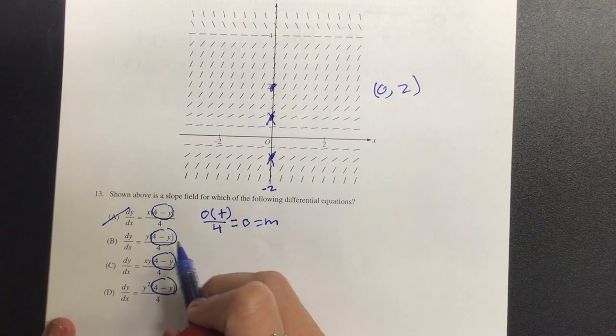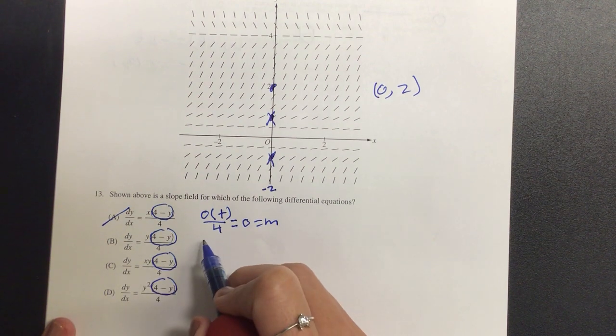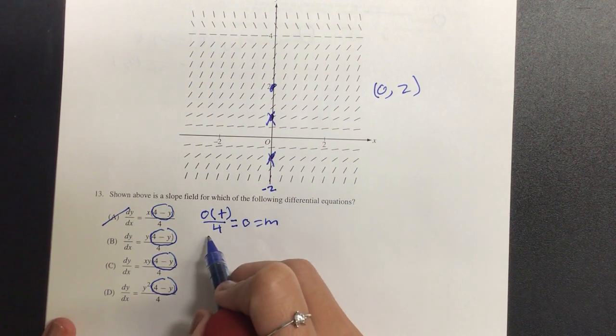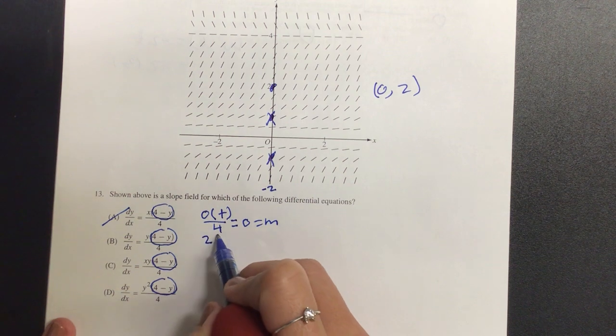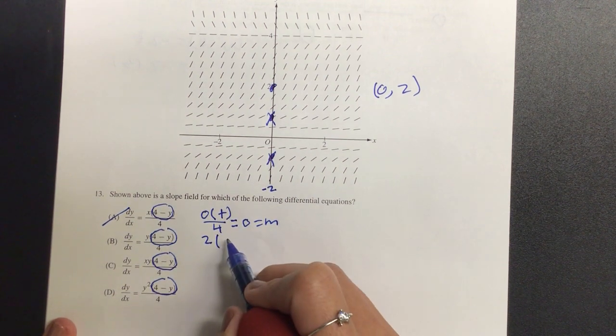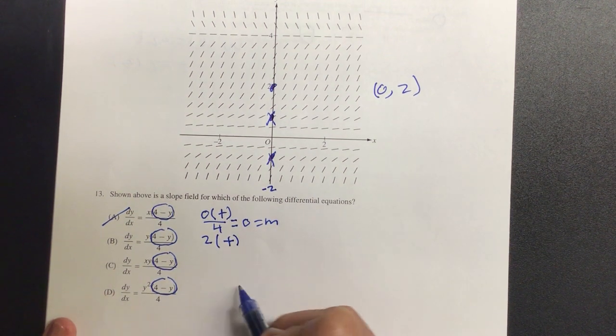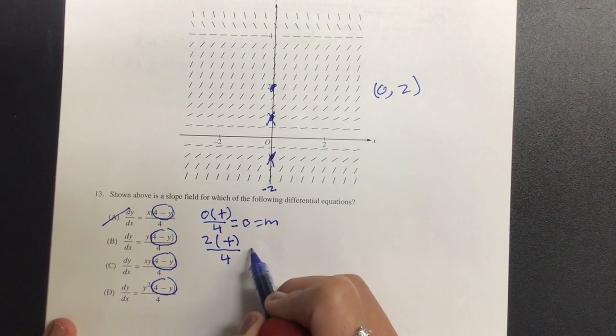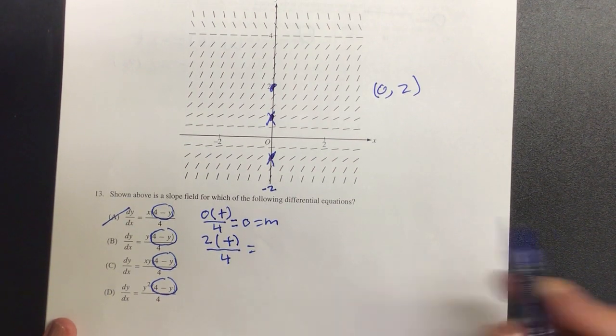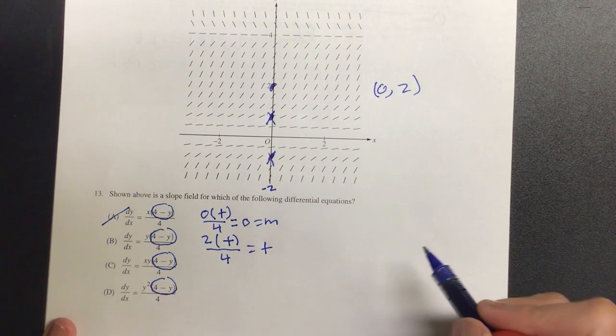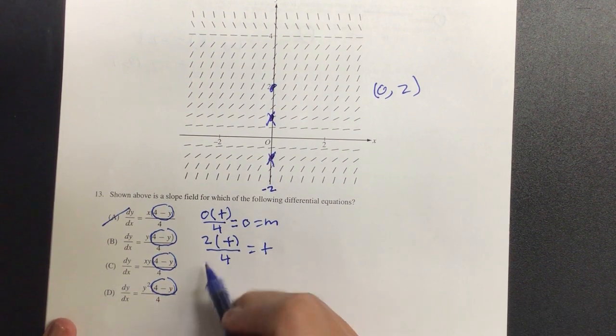Okay, let's plug in the next one. For this one, let's do the same point. Y is 2. 4 minus y is some positive number over 4. That's going to give us what? 1. So it's going to be positive, right? So that's a potential. Let's go on to part C then.